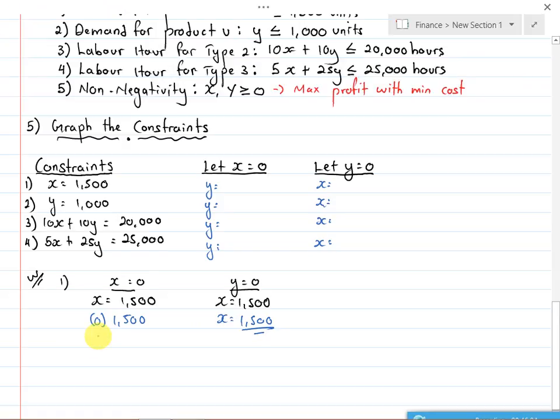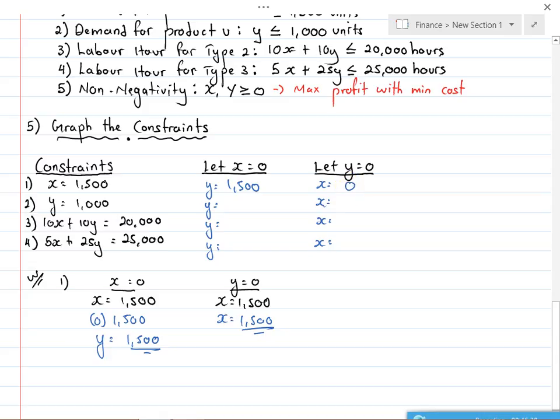Y equals to 1500. This is the one I'm asking you just now. Get it? When you say 0 is x, y should be how much? 1500. Put the working in. So over here, y equals to what? 1500. X should be how much? X should be 0. Are you sure?